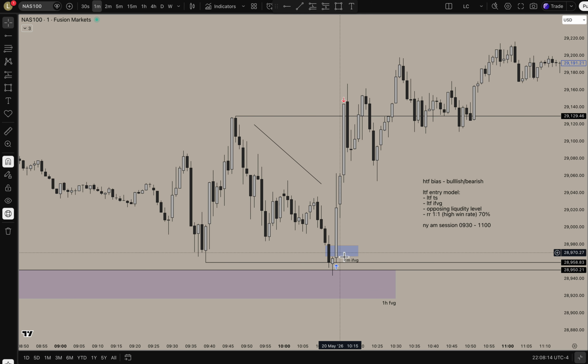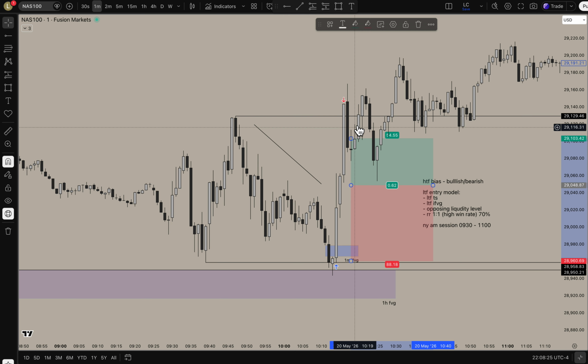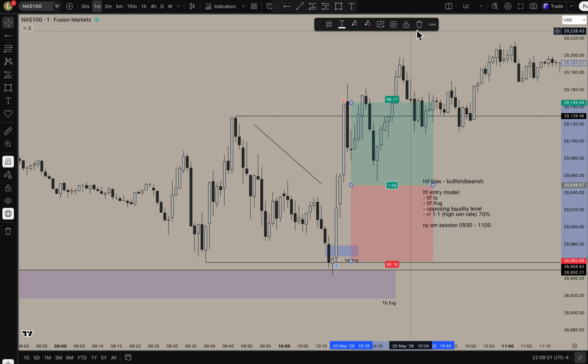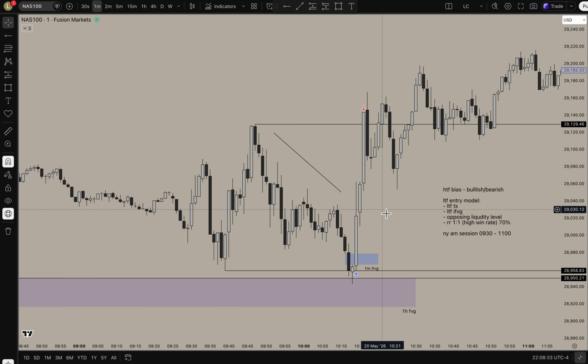I executed my model here, which is here, and I took my full profit here. And was there a 1-to-1 risk to reward ratio? Definitely there was. So here, and I took my profit here. So yep, 1-to-1, and that was my execution yesterday.